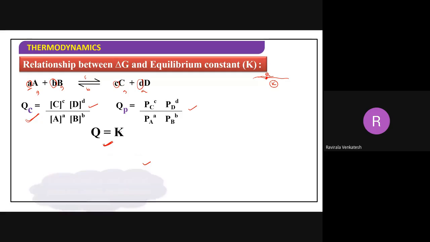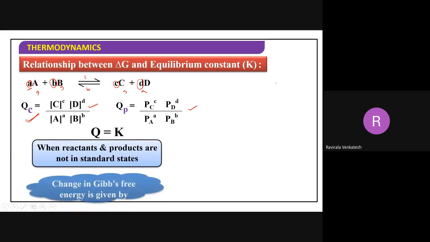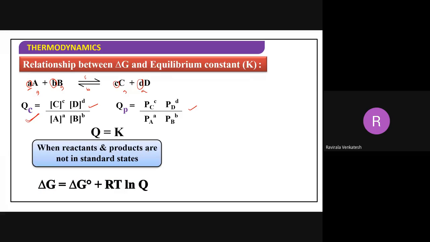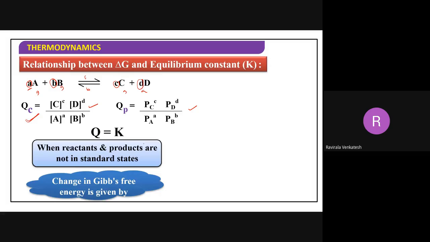Now, what can we write? Q is equal to K. I can write Q and K both are the same, because if equilibrium is established, both will be the same only, right? The reactants and products are in the standard state. What is the meaning of standard state? The temperature is 298 Kelvin and the pressure is 1 bar. Whenever the temperature and pressure are like this, okay. Now, delta G, what do we write?